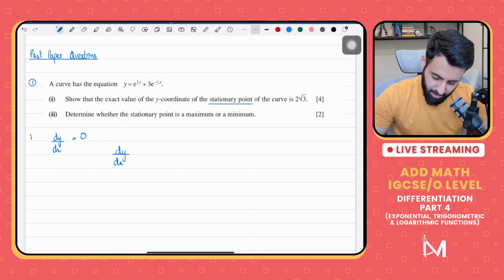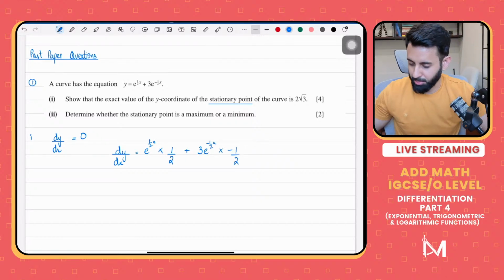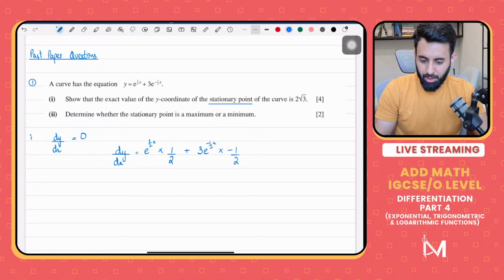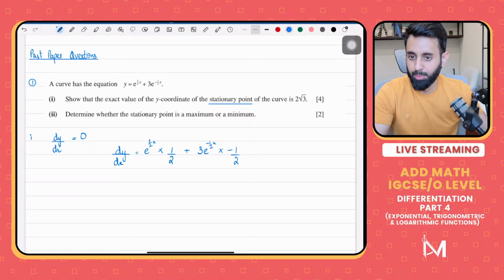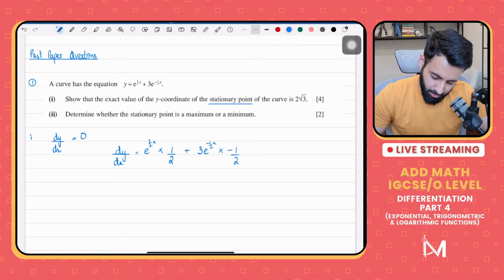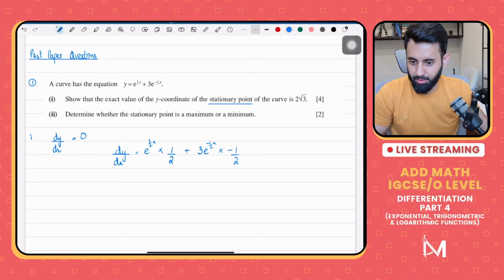So dy by dx equals e raised to the power half x multiplied by the differential of the power, which is going to be 1 upon 2, plus 3 e raised to the power minus half x multiplied by the differential of the power, which is equal to minus 1 upon 2. Make sure that you are following the step-by-step procedure. After this, we equate it to 0. Before we equate it to 0, let's write it nicely.